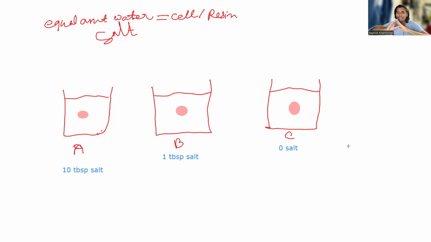Take three glasses of the same size, then pour the same equal amount of water. You can see it is added. Now give them names A, B, and C. Now add the salt. In A, we are adding 10 tablespoons of salt, which is very high. Then in glass B, we are adding 1 tablespoon of salt. And in C, we are adding no salt at all. And then we are adding one cell, or in place of the cell, we are adding a grape, a raisin. Now, this is the difference.